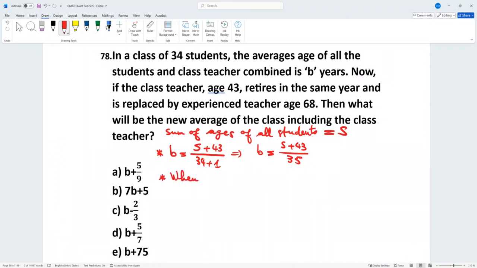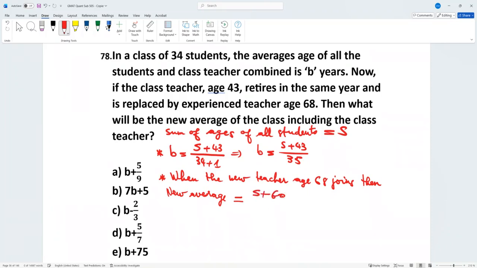And then from the prompt, it says when the new teacher, age 68, joins, then we can say the new average is going to be equal to the sum of all the ages of all the students plus 68, the age of the new professor, over 34, which is the number of students, 34 students plus 1, which is the 1 professor.